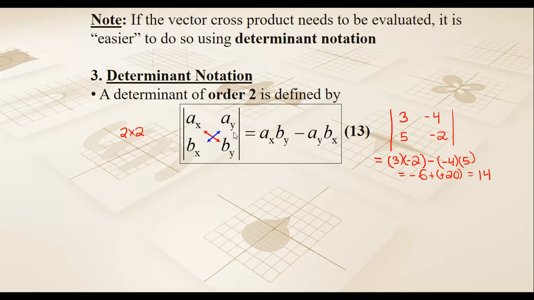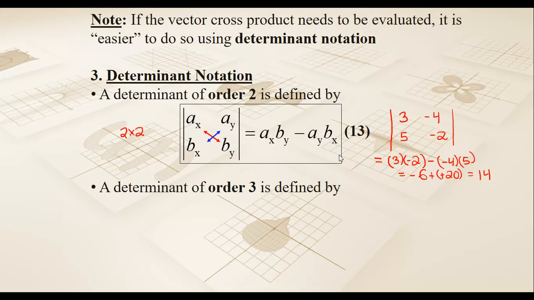Anytime you see components arranged in this kind of table format where you have rows and columns, with absolute value signs on the outside, this is telling you to calculate something called a determinant. A determinant of order 2 is one where you have 2 rows and 2 columns. The way to evaluate it is you go ax times by, subtract ay times bx.